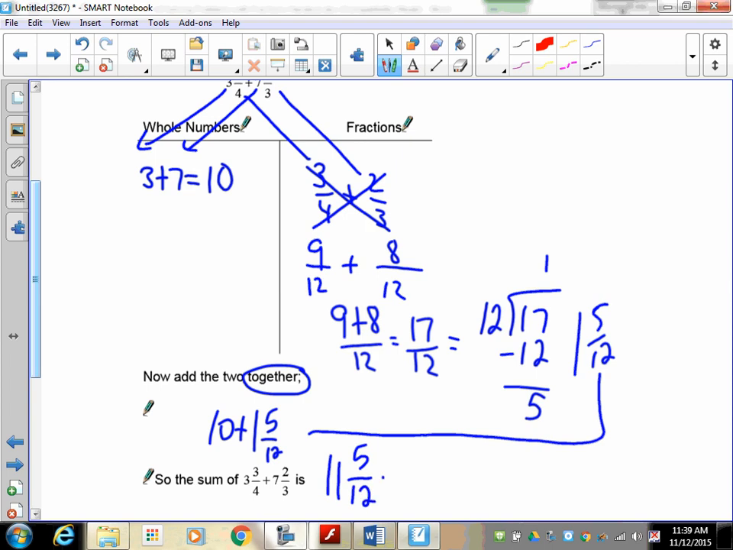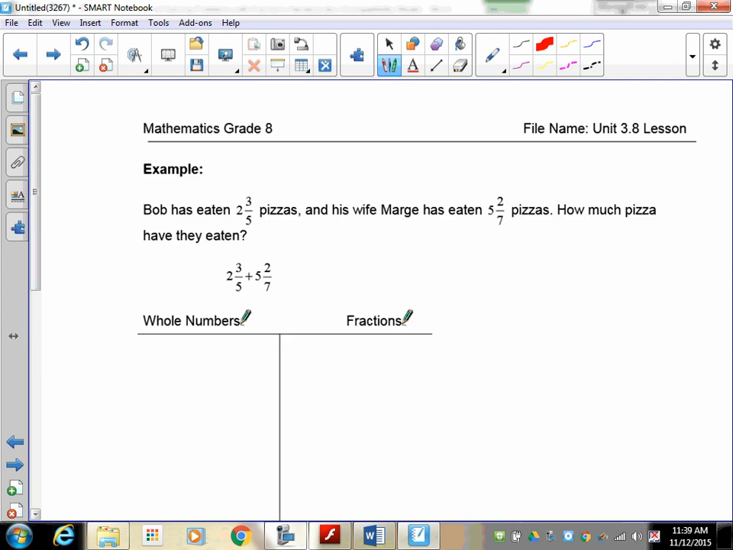So our next step, here's a word problem. I'd like you to try this without my help. Bob has eaten 2 3/5 pizzas. His wife, Large Marge, has eaten 5 2/7 pizzas. How much pizza have they eaten together? There you go. Pause the recording and do this question.